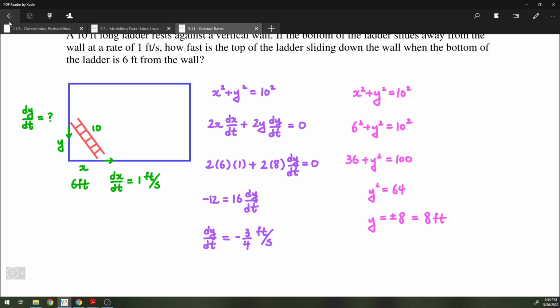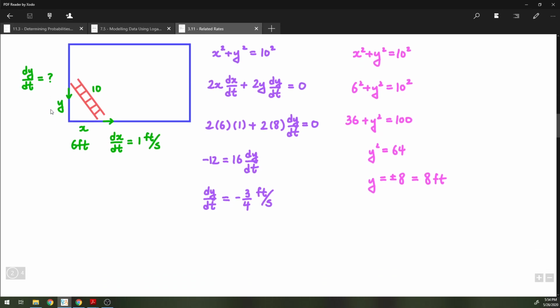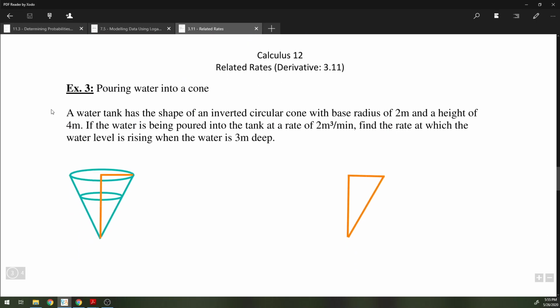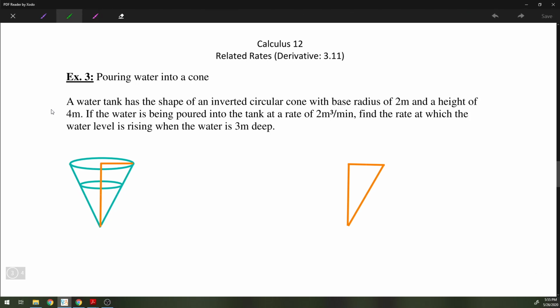All right, let's look at the next example together. This one's a little bit more involved. Okay. So, pouring water into a cone. A water tank has the shape of an inverted circular cone as drawn on the left here. The base radius is 2 meters. Okay, so let's label the diagram as we find out this information. 2 meters here, and the maximum height is 4 meters, so this would be 4 meters.